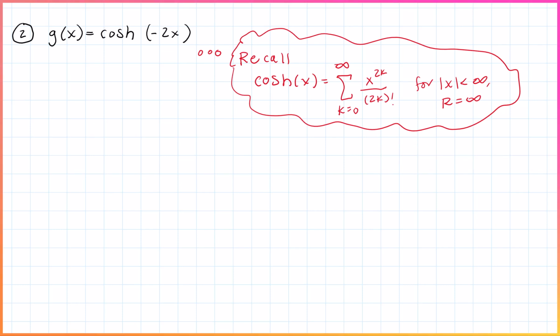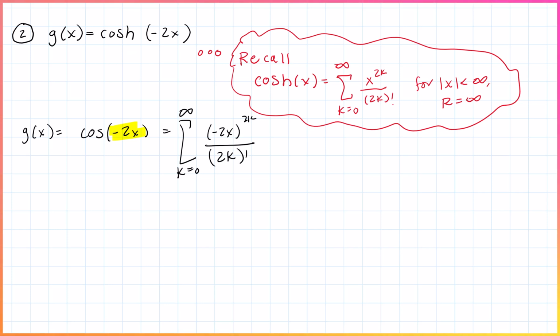So let's do it. I just referenced it down here. Here's the formula from the table from the book. And g of x, which is cosh of negative 2x, we are substituting negative 2x in for x in the power series representation. So this would be from k equals 0 to infinity, negative 2x to the 2k all over 2k factorial. Now, the radius of convergence here, this is true for all x's less than infinity.